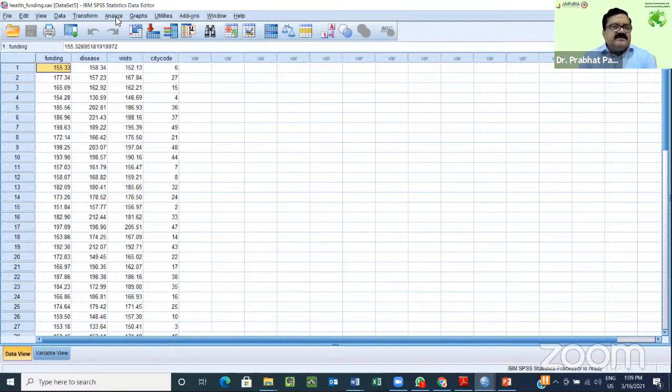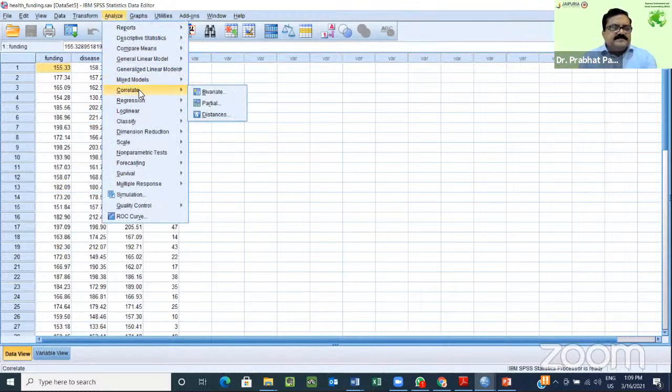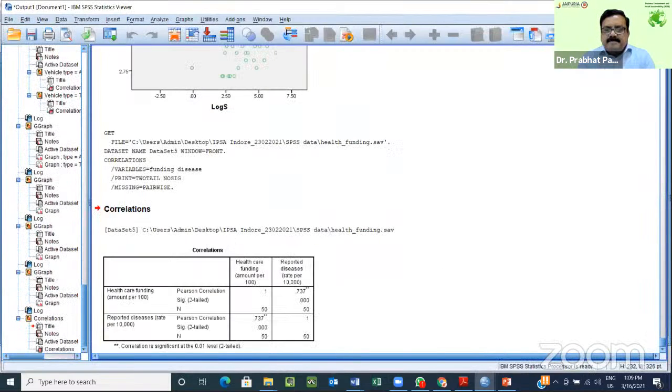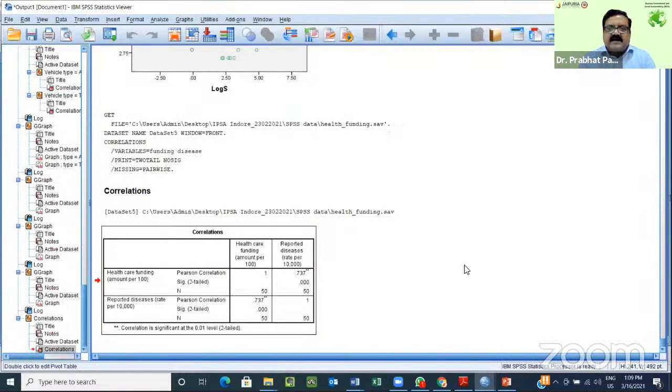So when we calculate the correlation between healthcare funding and the reported disease, we find that there is a very high correlation between them. And there was a reporter who made a news out of it, and she created a program wherein she showed this correlation and said, look what is happening in the market.